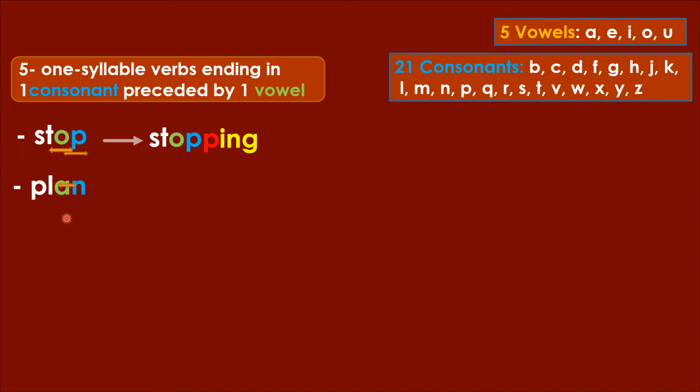Plan, it ends in N, one consonant preceded by the letter A, one vowel. So again, what I'm going to do is simply double the N and add ing.